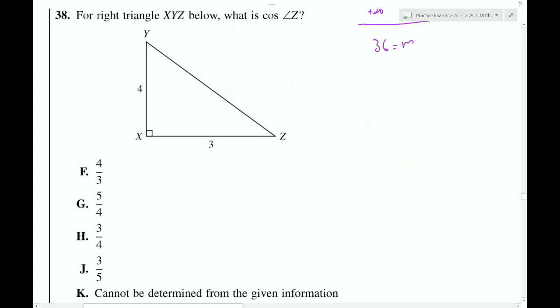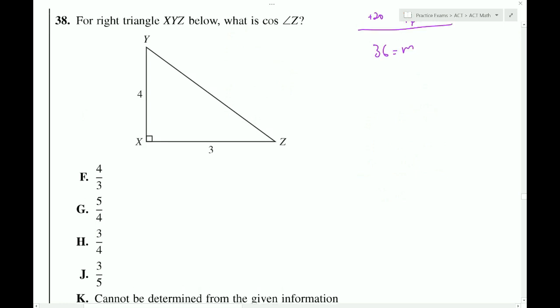For right triangle xyz below, what is the cosine of angle z? So the cosine of z. Well, from SOHCAHTOA, cosine is adjacent over hypotenuse. The adjacent side is 3. The hypotenuse is unknown. But if you notice 3, 4, blank, it would have to be 5. So we end up with 3/5.